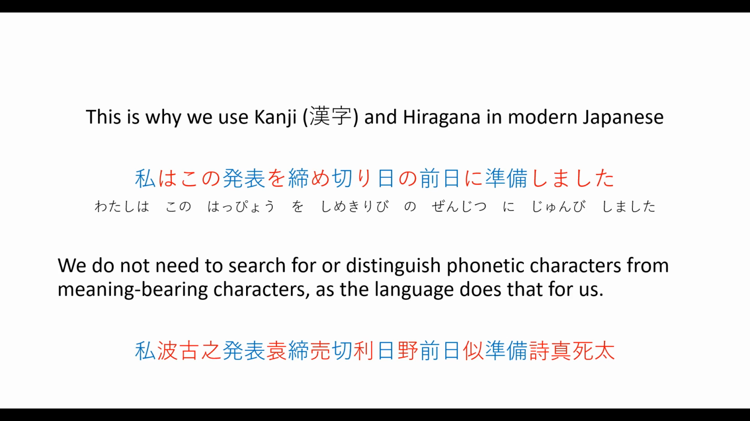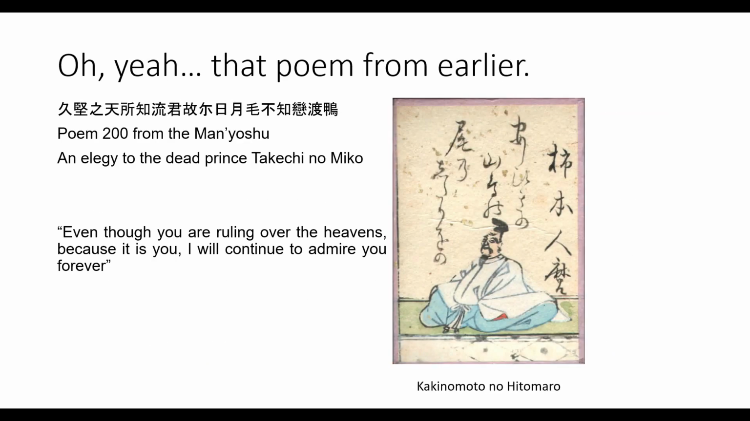In this example, the blue characters, the kanji, are used to convey meaning, whereas the phonetic characters are written in red, the hiragana. We do not need to search for or distinguish phonetic characters from meaning-bearing characters, as the language now does that for us. But in the past, all of these red characters could have been written in any number of kanji, and you'd have to memorize all of them to be able to read it.